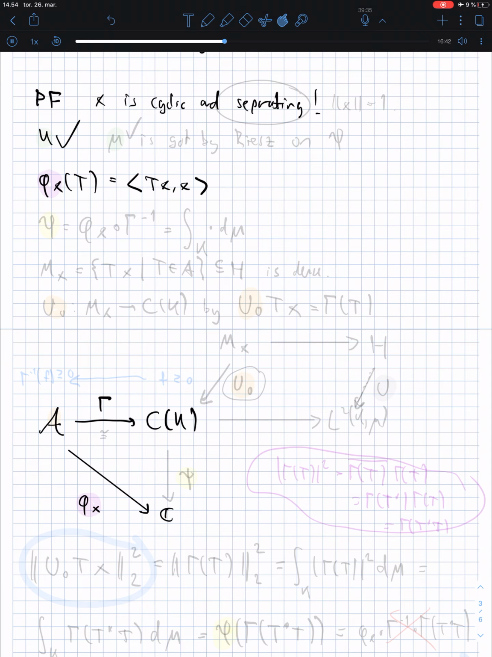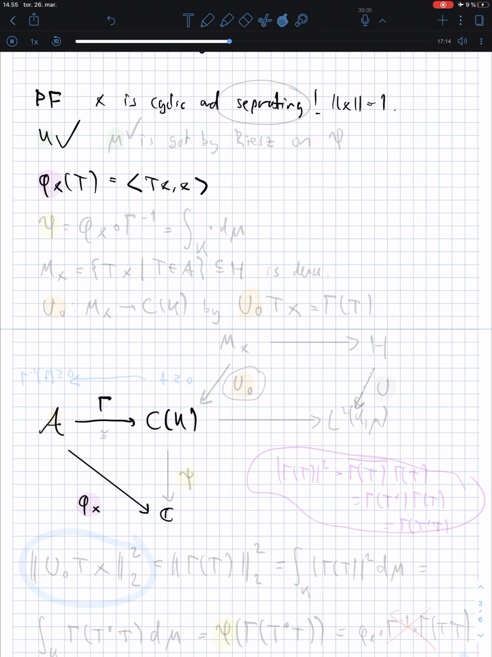Separating. So this is the x that I'm going to work with. By the way, if x is not already a unit vector, we can rescale it. It's clearly not 0. So let's assume that it has norm 1. I need that in order for phi x to be a state, right? Because a state has to send the identity to 1. So the norm of x has to be 1. So I took care of that.